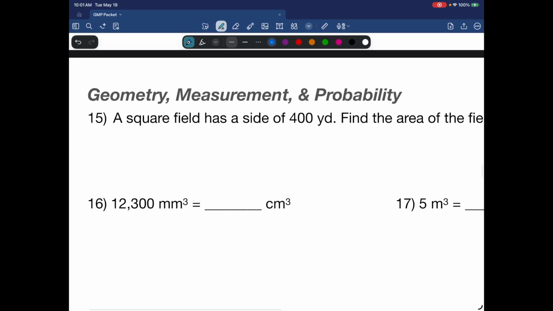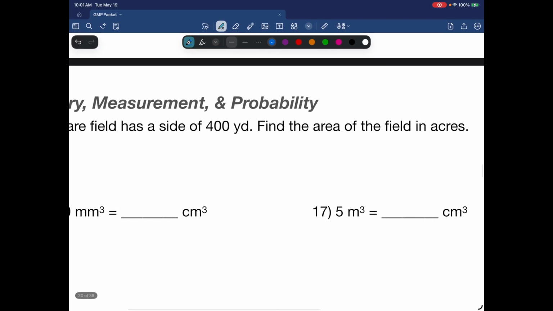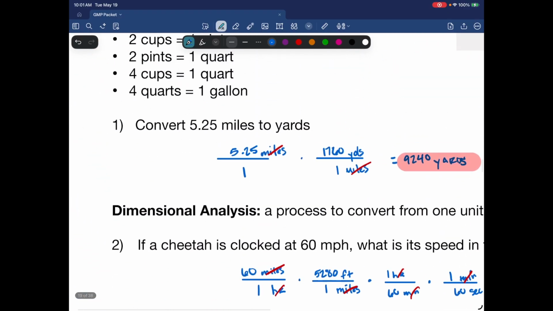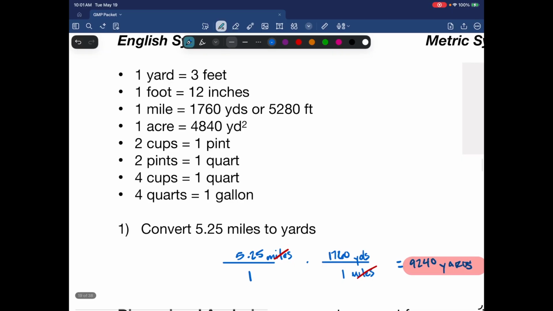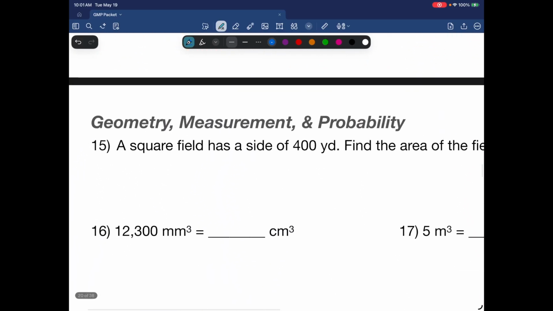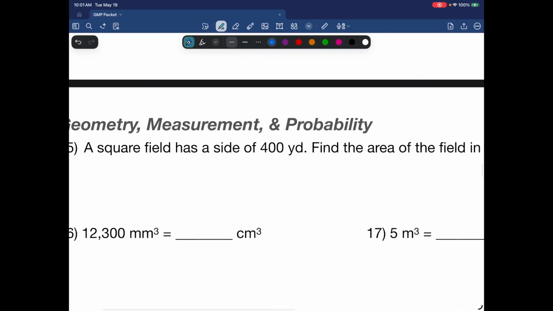A square field has a side of 400 yards. Find the area of the field in acres. If you go back up here to your units, I said 1 acre is 4,840 yards squared. So we're looking for square yards. And we have a square field with a side of 400, so the area is 400 squared. Don't forget your units.